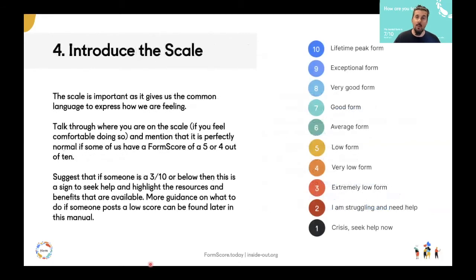and then think about where they might be on the scale, from peak form, exceptional, very good, right down to sort of good or average form, and then some of the low scores. And again, it's worth commenting that many of us will be a 4 or a 5 out of 10 at any one time.